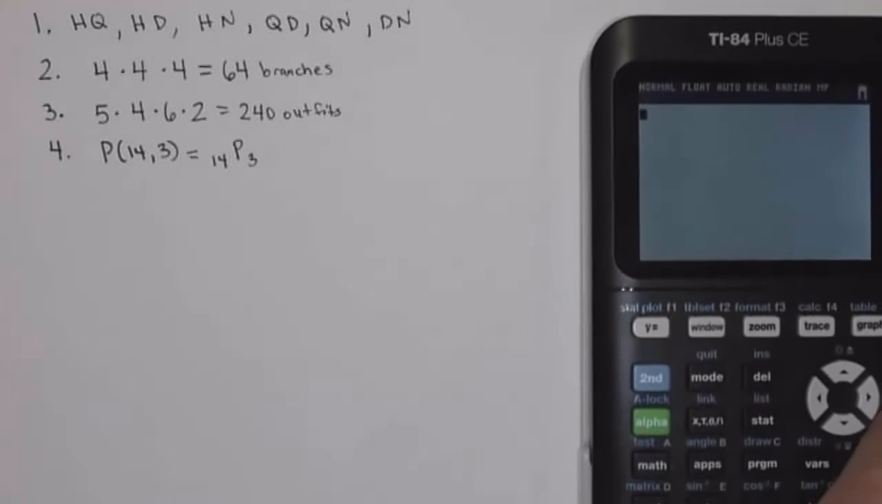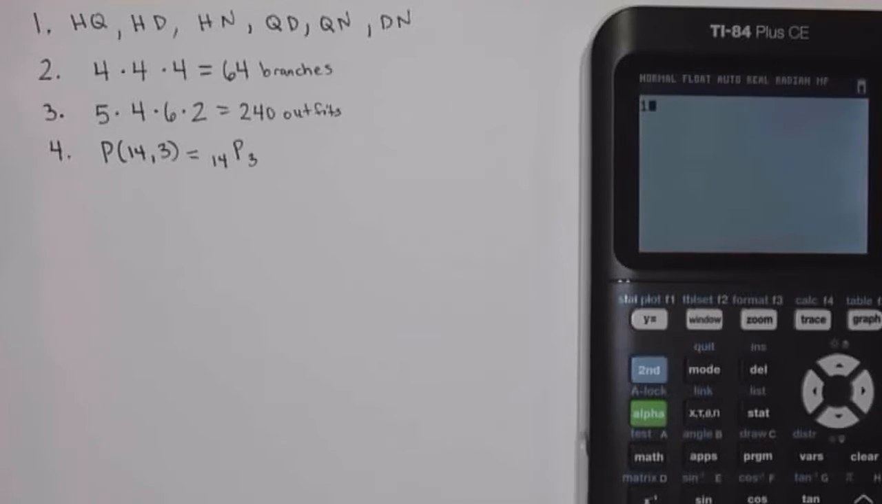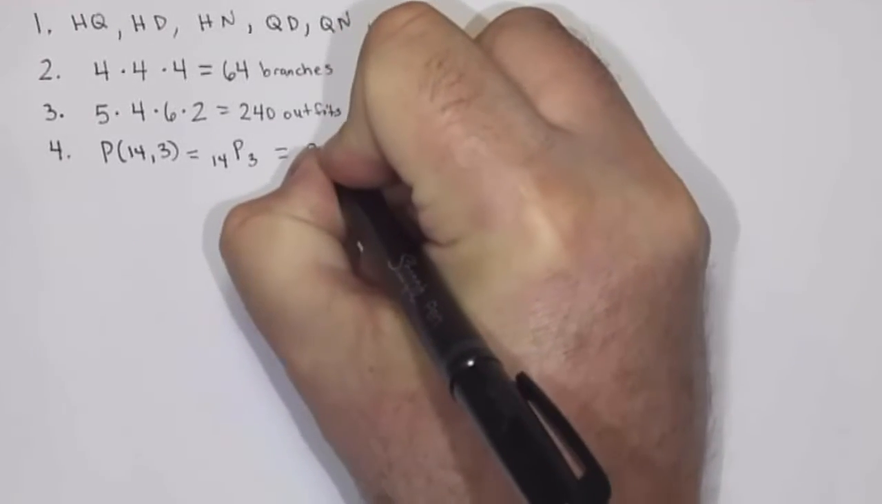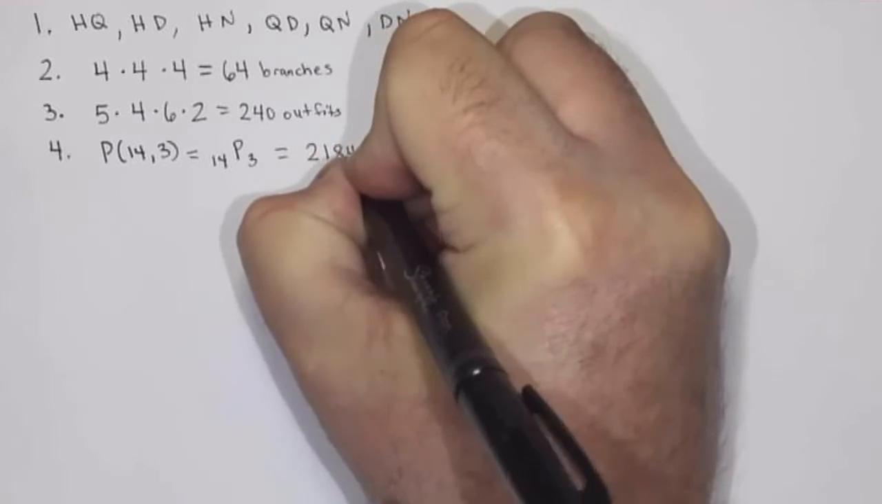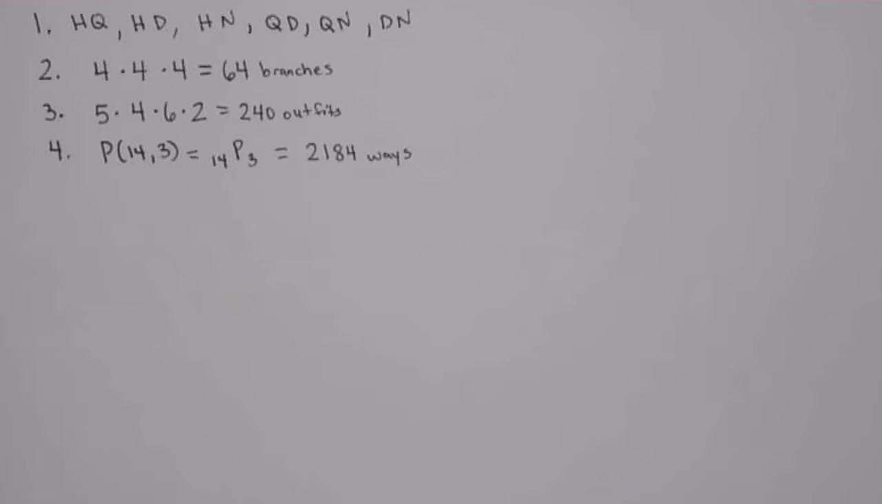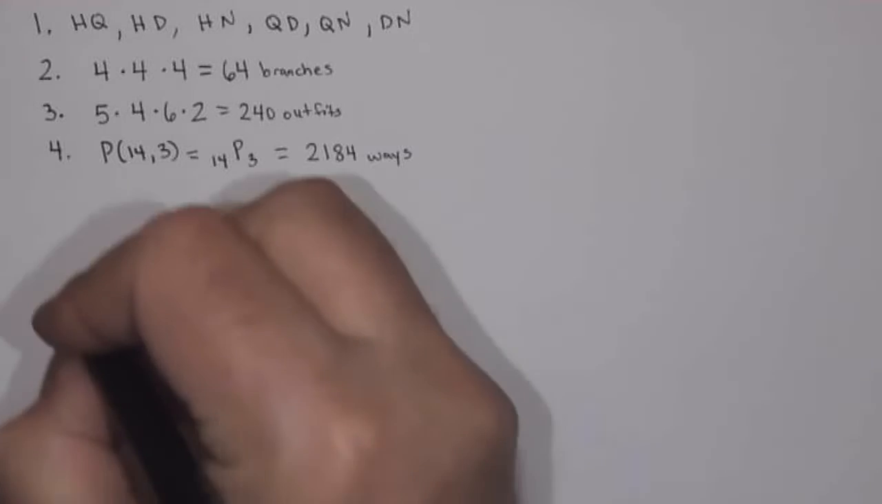So if I bring in my calculator, if I type in 14 math probability permutation and I'm selecting 3 of them, that would be 2,184 ways. So there would be 2,184 different ways that we could select the president, vice president, and treasurer. Let's take a look at number 5.